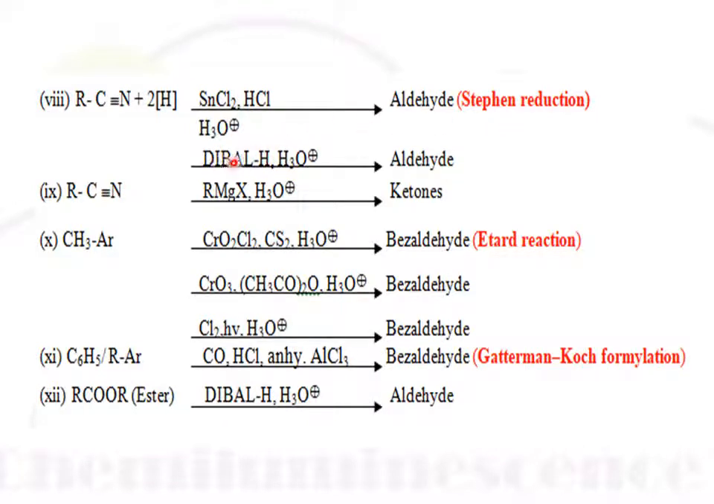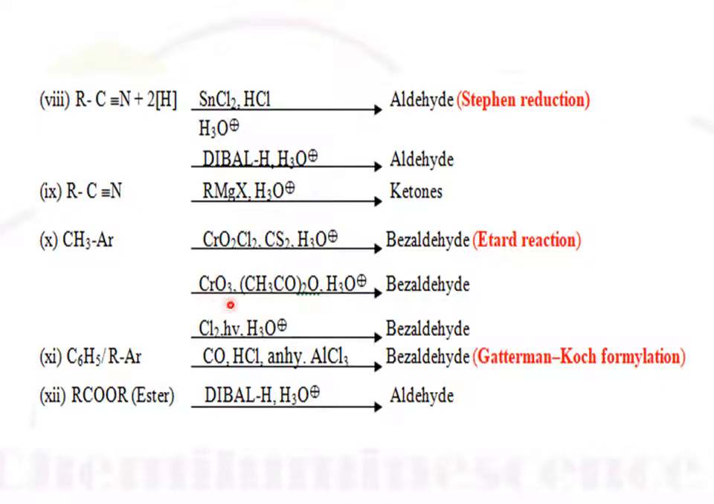An advantage of using DIBAL is that if a double bond or triple bond is present in the reactant, it is retained as it is. It does not undergo reduction. Similarly, nitrile on reaction with Grignard reagent followed by acid hydrolysis gives ketone. Next is using methyl benzene. Methyl benzene on reaction with chromyl chloride in carbon disulfide, followed by acid hydrolysis, gives benzaldehyde. This reaction is known as the Etard reaction.